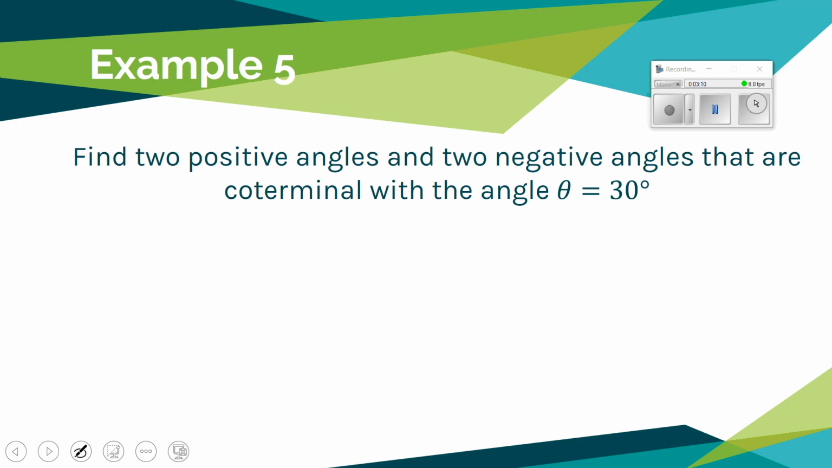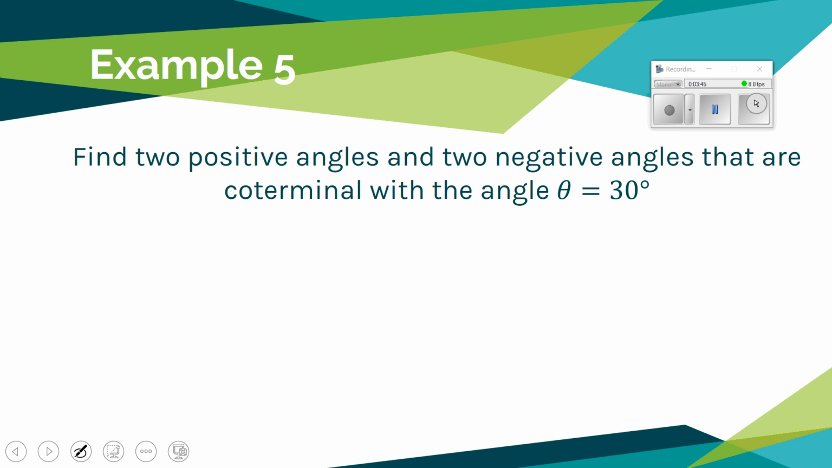So here's what I'm going to ask you to do. We are going to find two positive angles and two negative angles that are coterminal with 30 degrees. I'm giving you the angle theta. Again, theta is just a variable. The American alphabet is only 26 letters long. That's not long enough for everything that we need, so we go over to the Greek alphabet and start borrowing some of their variables. They're just variables though.